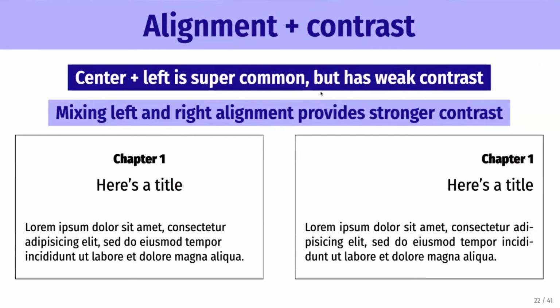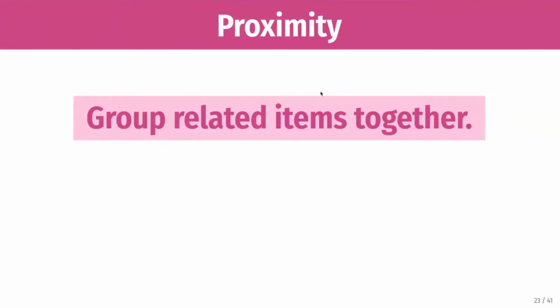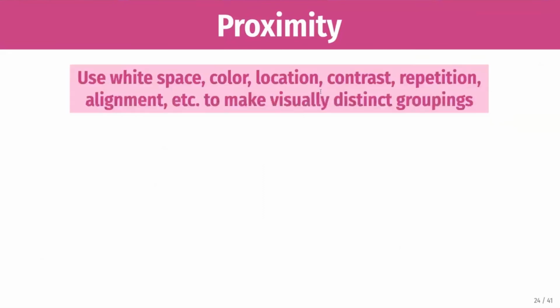The last letter we care about is P for proximity. This is the easiest one. This is just group related items together in logical groups. So you can do this in all sorts of different ways. You can group things using color. You can group things using type, using alignment, using white space. You just need to make sure things that should go together are together.